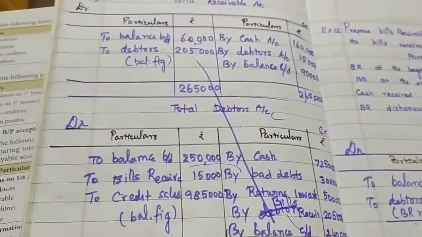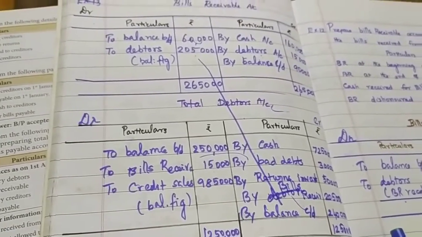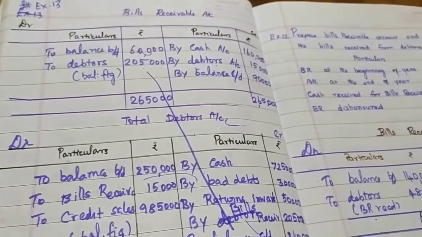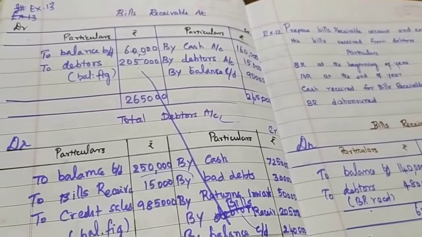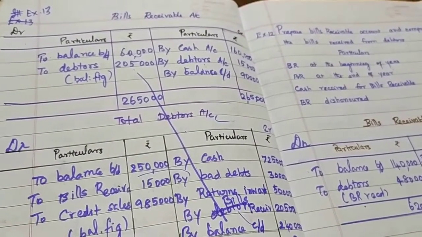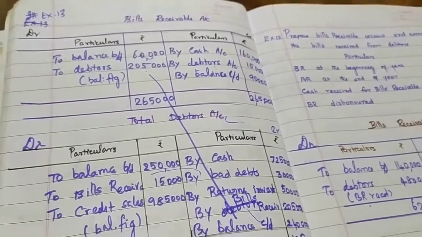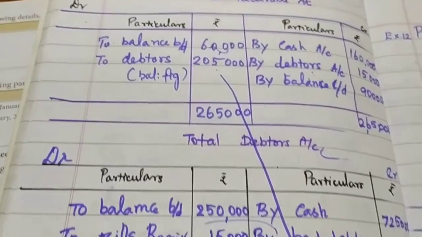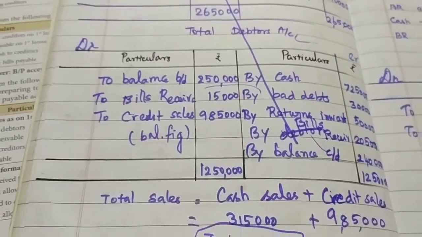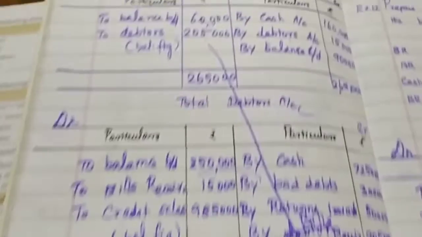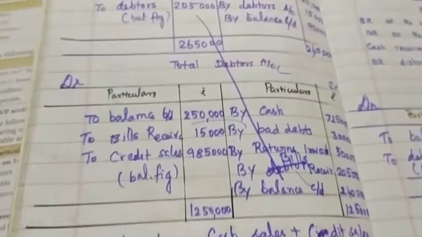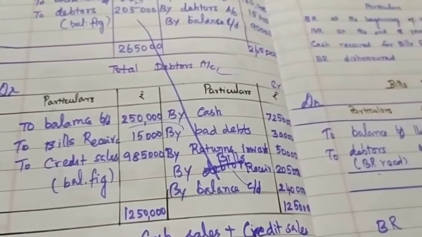That's all. Children, you can understand well. Only thing, you must have patience and repeatedly see the videos. You will understand. If you understand the debtors account and bills receivable, it will be easy for you to prepare the creditors account and bills payable. Right? Repeatedly watch these 2 videos. You will understand.